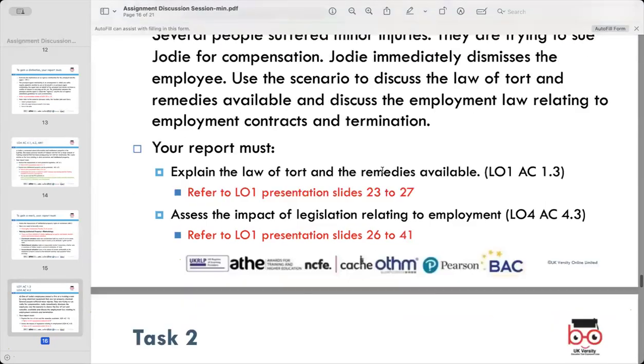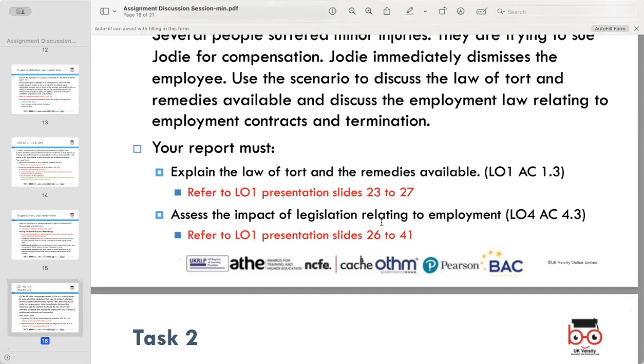So also assess the importance of legislation relating to employment law, contracts, and termination. Assess the impact of legislation relating to employment in the context of the employee causing the fire. Discuss relevant employment laws, including health and safety regulations and their implications. Explain how employment contracts play a role in this scenario. Discuss the obligations and responsibilities of both employers and employees in maintaining a safe working environment.